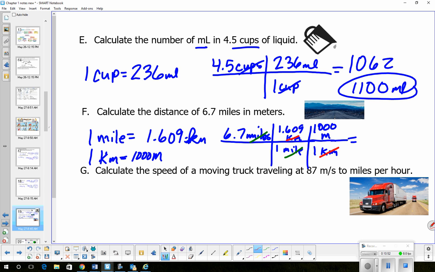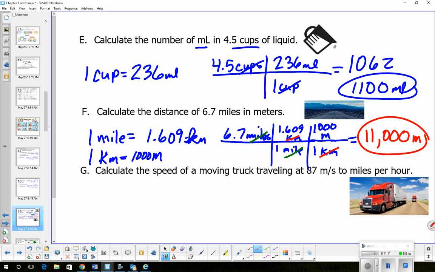So times it through, you got calculator. 11,000. These 2 are really close. Is that what you guys got? Okay, awesome.